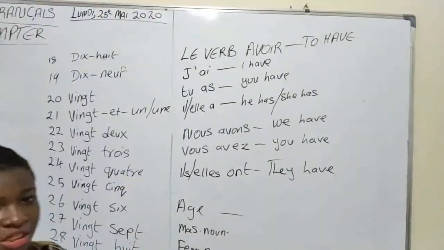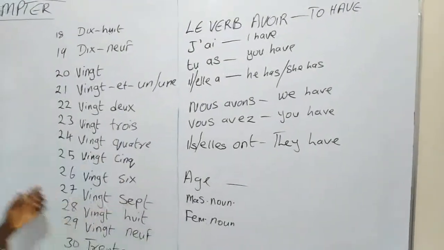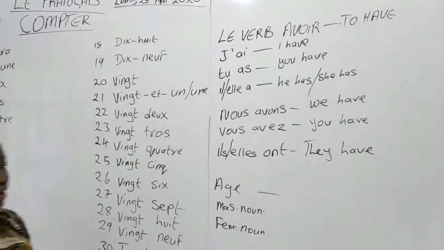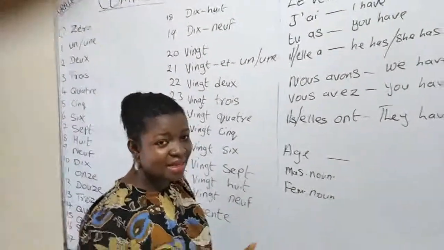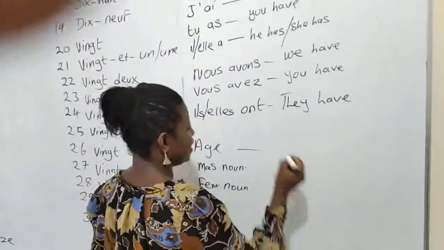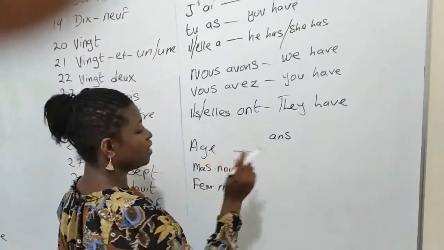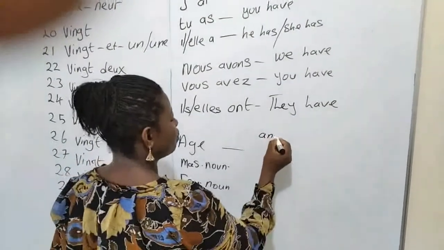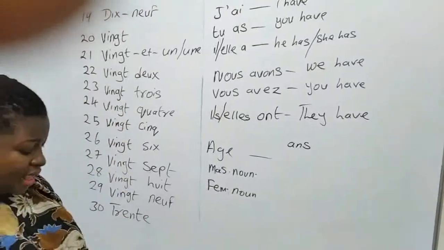So you say j'ai. Let's say you are 5 years old. Let's use 5. For age, you say j'ai cinq ans. The word for years is an. But remember, if you are 1 year old, there will be no S. If you are from 2 years and above, you can now add S.